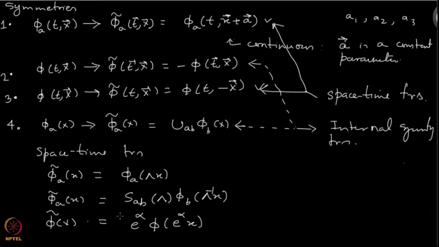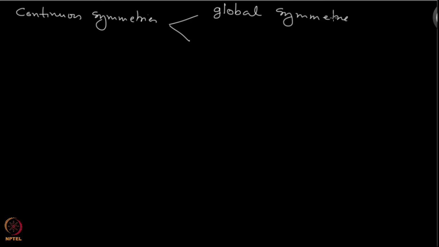Now, I want to make a further classification. The continuous symmetries could be further divided into two. One set is called global symmetries, another is local or gauge symmetries. Local symmetries or gauge symmetries. Now, the distinction between these two is the following.